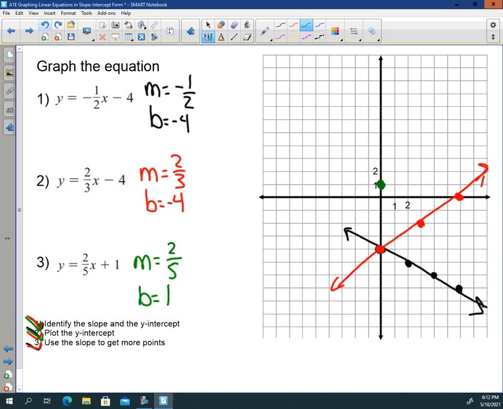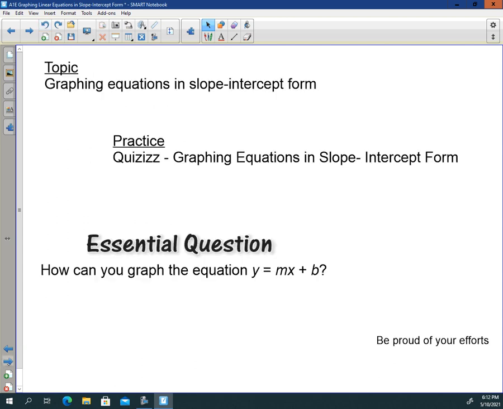We're going to go up 2 and to the right 5. 1, 2, 1, 2, 3, 4. Whoops. 1, 2, 1, 2, 3, 4, 5. There it is. And here comes the line. Not terrible. Not good either. That's how you do it, you guys. It's just those 3 steps. Identify the slope and the y-intercept, plot the y-intercept, and use the slope to get more points.